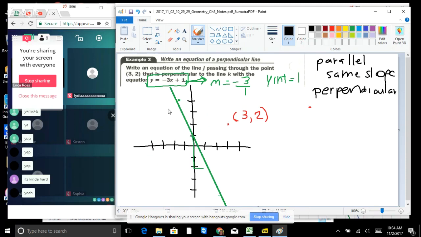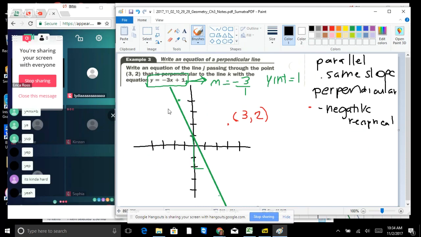When we have lines that are perpendicular, this is the tricky one. They are the negative reciprocal.